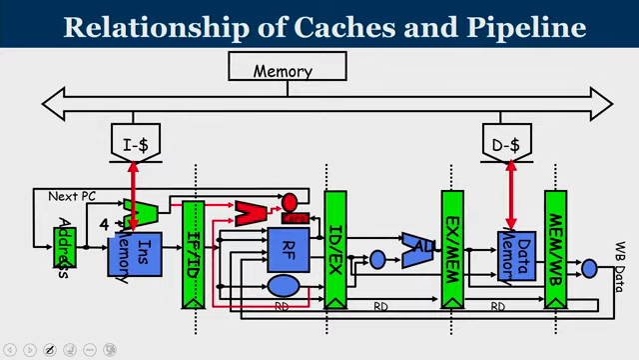Now, coming to the relationship of cache and pipeline, we have seen that in a 5-stage pipeline, the instruction is accessed from the cache, and your data portion, whenever you want to access your load and store, is also interacting with the cache, and the cache is supplied from the main memory. So, in the next couple of lectures, our focus of attention is on this memory aspect.